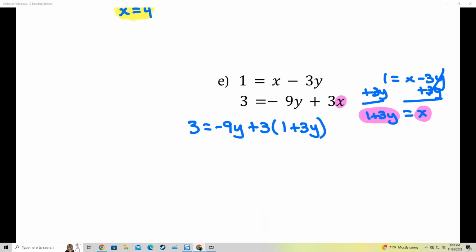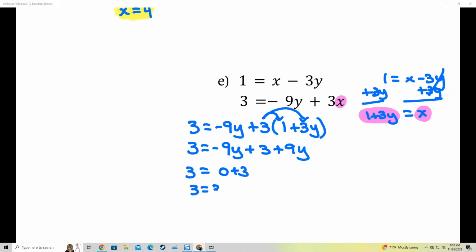I'm going to go ahead and distribute that 3. Because it's a positive, I really don't need to distribute the positive. 3 equals negative 9y plus 3 times 1 is 3. 3 times 3y is a positive 9y. I'm going to go ahead and combine like terms. It looks like that negative 9y with the plus 9y, that's going to give me 0. So 3 is equal to 0 plus 3. Or 3 is equal to 3.